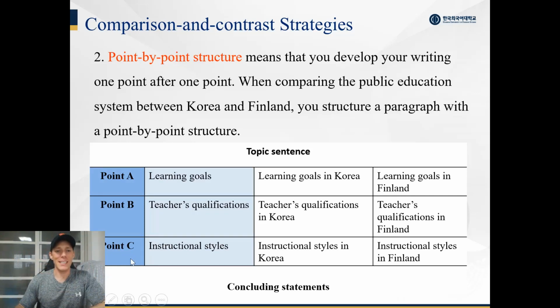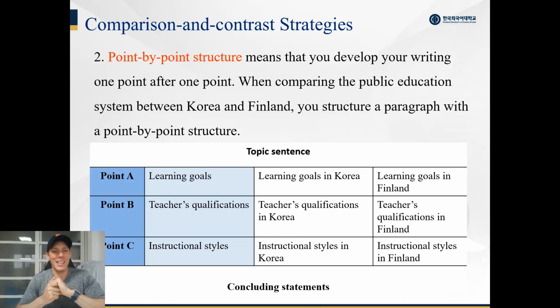And the final one, point C, is instructional style, like the teaching style, how you learn in the classrooms. So we have the styles in Korea compared with the styles in Finland. So as you can see, there's 3 points, and the idea is point A, compare them at the same time. Point B, next, compare them at the same time. And then point C, at the bottom, compare them at the same time. So your sentences and your paragraph are structured like this. At the very end, you'll have your concluding statement, your summary, your final point, saying what your writing is in a short form.